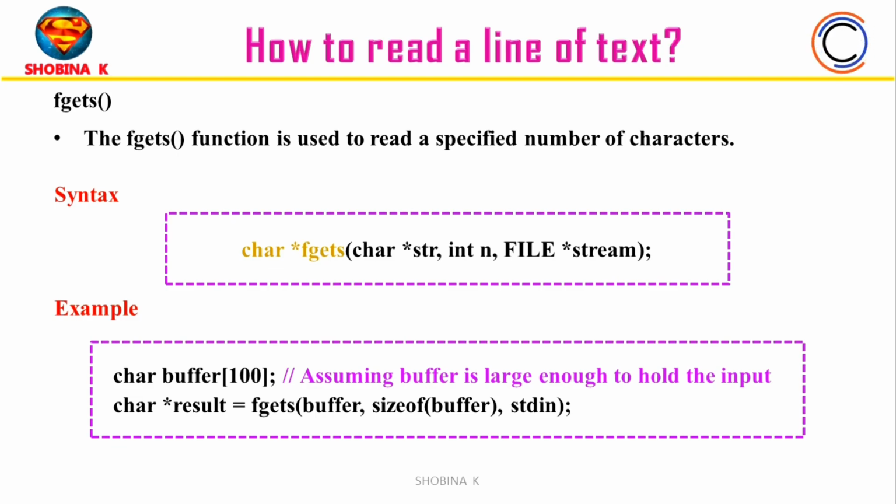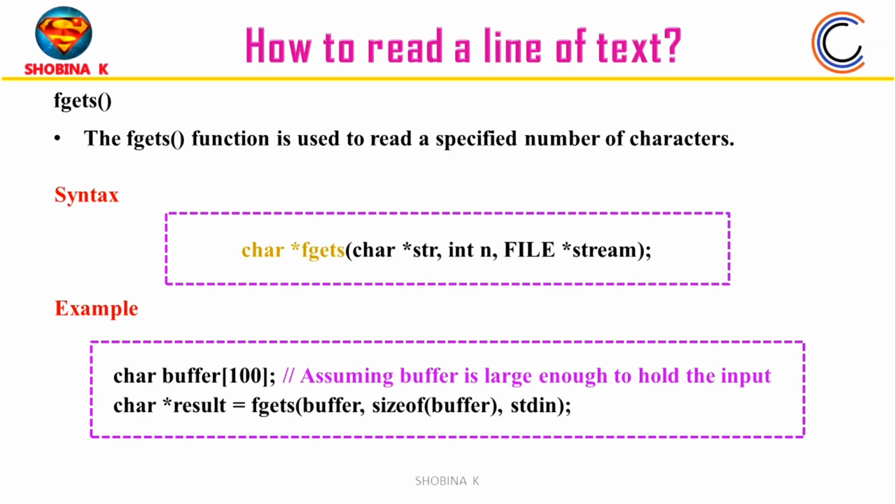Now look at the parameters. Char asterisk str. This is a pointer to a character array where the string will be stored. It should be large enough to hold at least n characters plus one null terminator. Int n. This is the maximum number of characters to read, including any new line character. It specifies the maximum size of the buffer for reading the input line. FILE asterisk stream. This is a pointer to a file object representing the input stream from which to read the line of text. You can also read from files using fopen file pointers, not just from the keyboard with stdin.